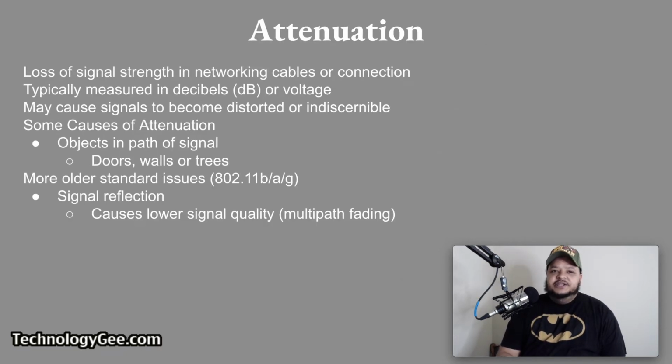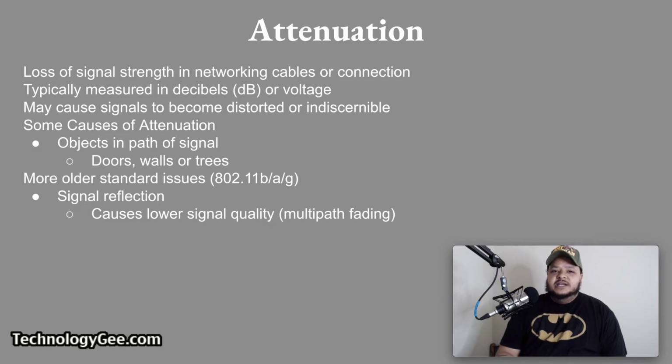Let's talk about attenuation. Attenuation is the loss of signal strength in networking cables or connections. This typically is measured in decibels or voltage and can occur due to a variety of factors. It may cause signals to become distorted or indiscernible. An example of this is Wi-Fi signal strength getting noticeably weaker the further that your device is from the router. In wireless transmission, attenuation could be caused by objects in the path of the signal, such as doors, walls, or trees.